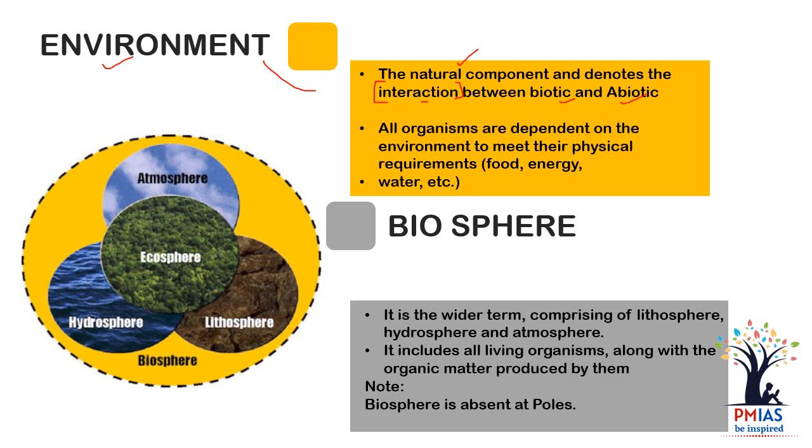And another thing is that in this environment, all organisms are dependent on each other. That is, they are dependent on the environment. So why are they dependent? To meet their requirements. What are all their requirements? That is food, energy, water, etc.